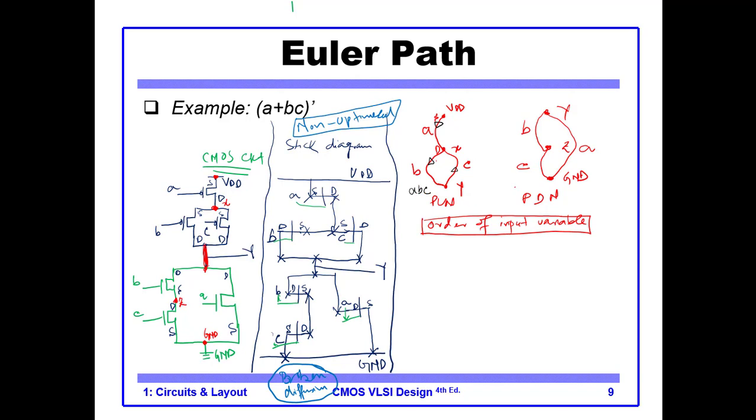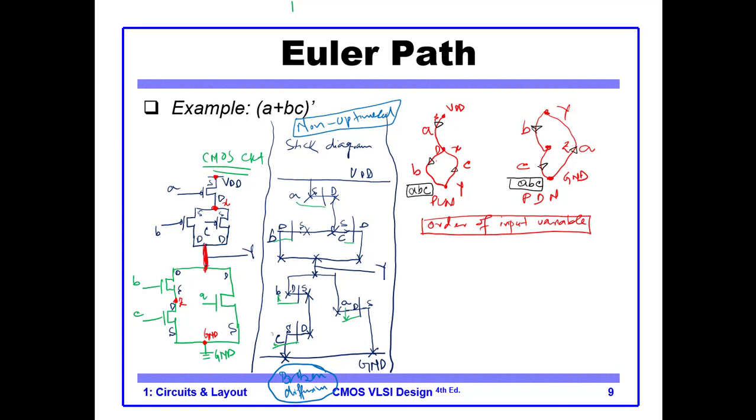Let me see if the same ordering can be found in the pull down network. So we start with A. Okay, can we go from A to B? Yes, there is a path. Okay, so we go from A to B. Can we go from B to C? Yes, there is a path, and I come here. So you see the path completes here and the path completes here. So it means that going from A to B and from B to C is possible in the pull down network, and it is also possible in the pull up network. Okay, so this is an acceptable solution.